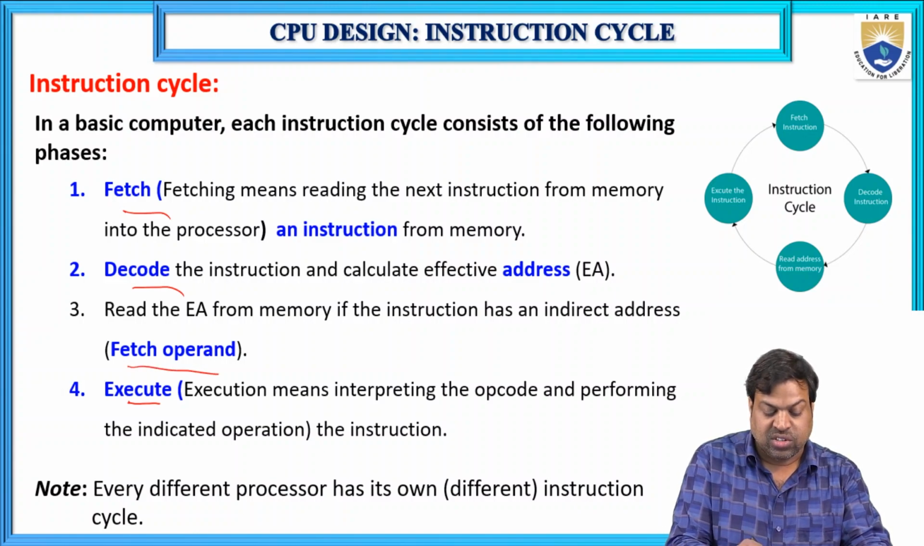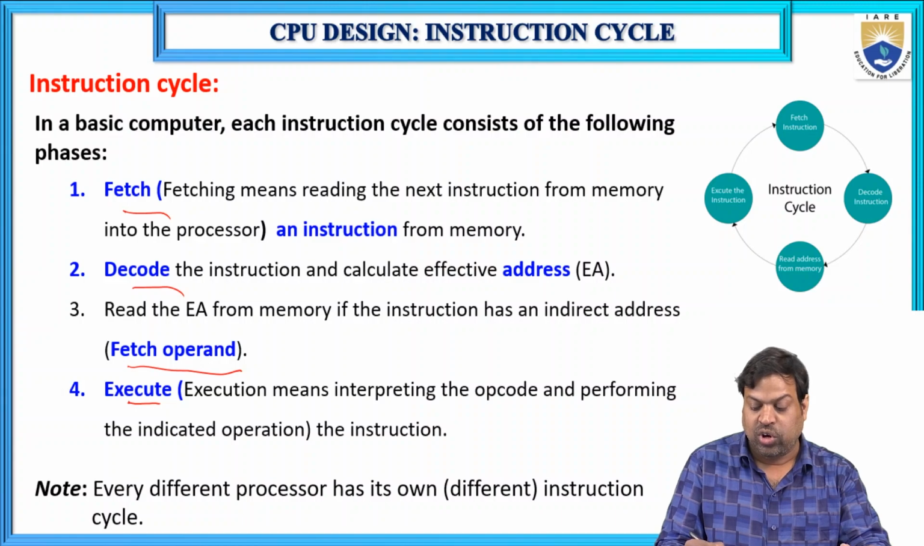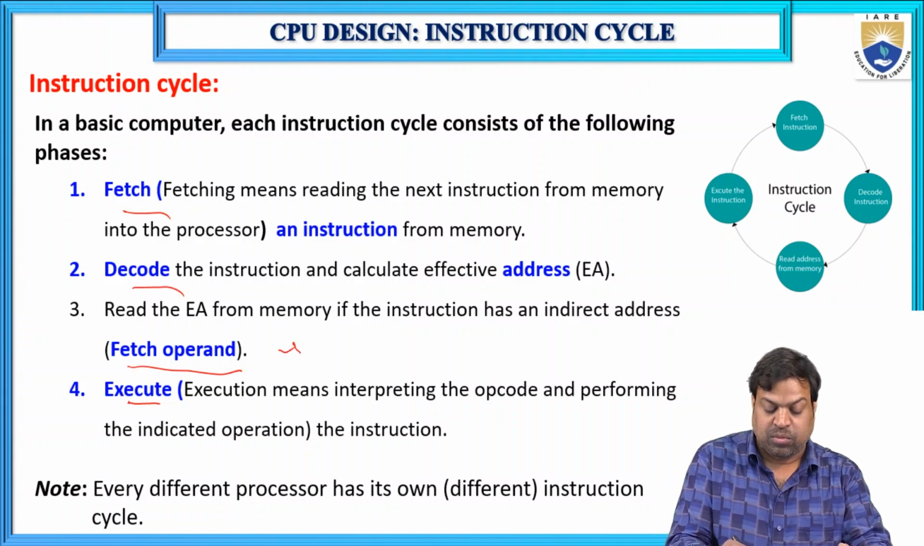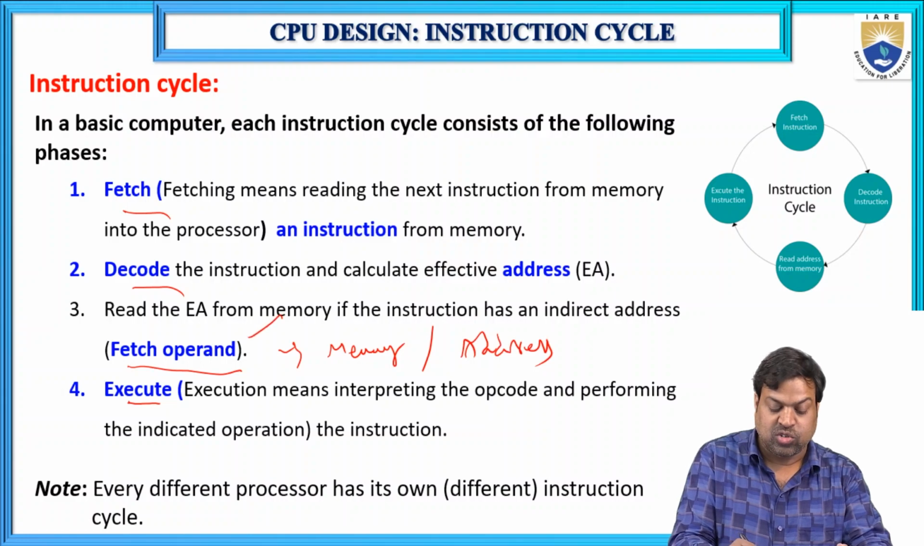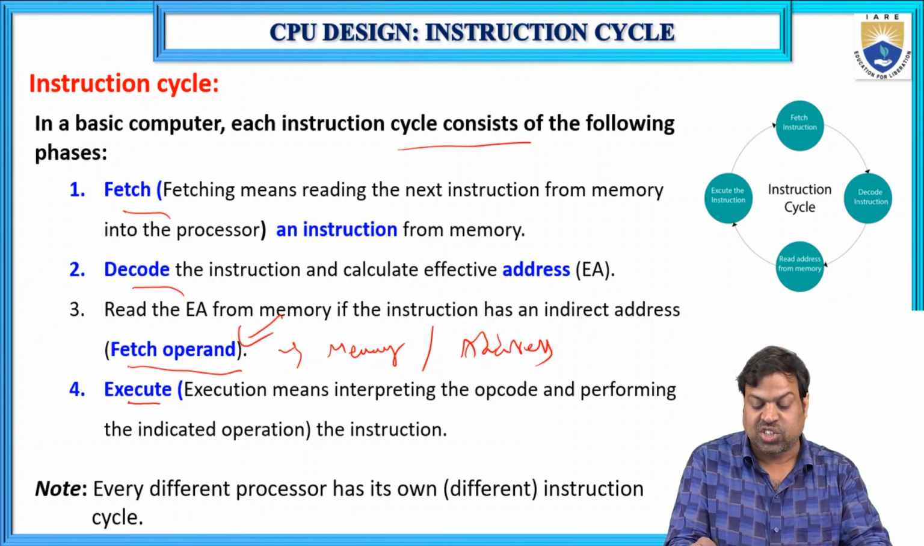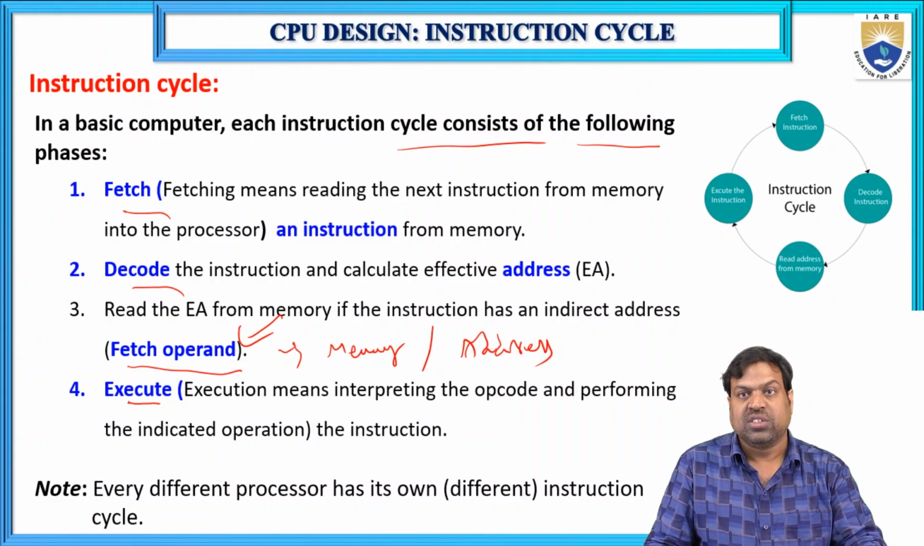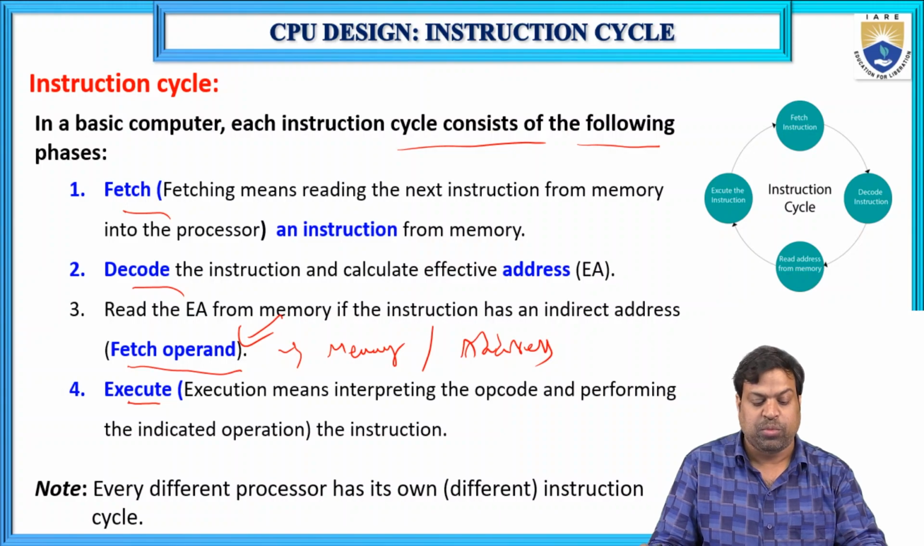Another one I am taking is fetch operand. How are we going to do the fetch operation? For fetch, I need memory with address. Then only it goes for the fetch. In the basic computer, each instruction cycle consists of the following phases. Fetch means reading the next instruction from the memory into the processor. That is, an instruction from memory.